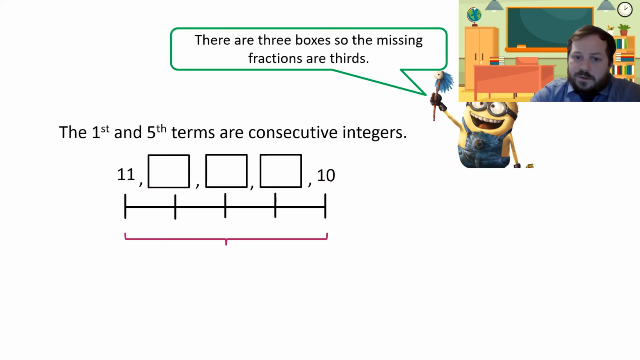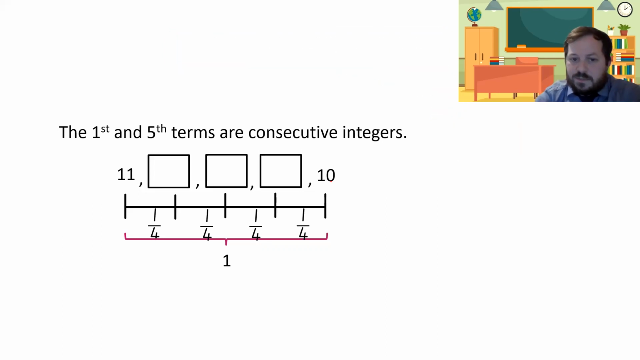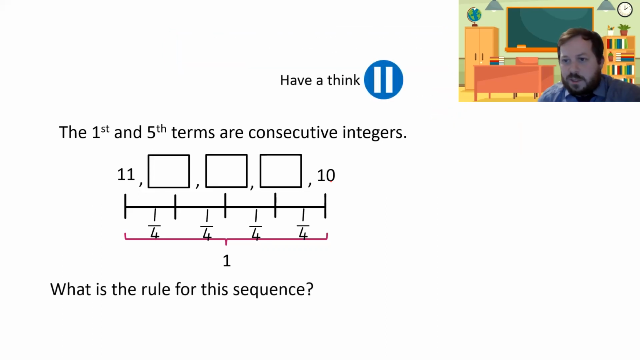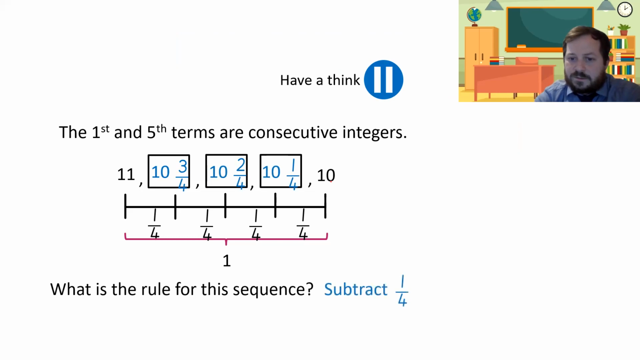So 4 jumps being your total 1. 1 divided by 4 is a quarter. So each jump is a quarter. So that means each of these steps, I'm taking away a quarter. And that's our rule for our sequence. And there you have it.